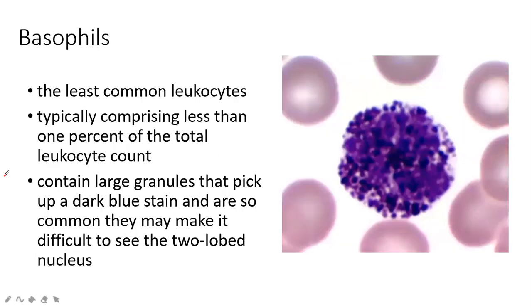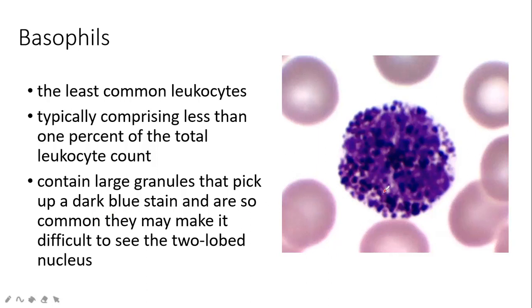So next, we have your basophils. Basophils are the least common leukocyte, typically less than 1% of the total leukocyte count. So it is normal that you don't see a basophil, because basophils are very rare. So how will you know that it is a basophil? Basophil is distinguished by its very large dark granules, with very dark blue staining.